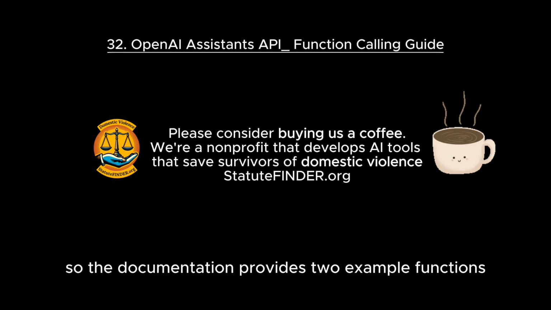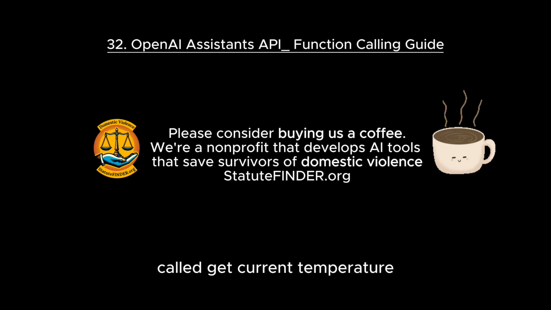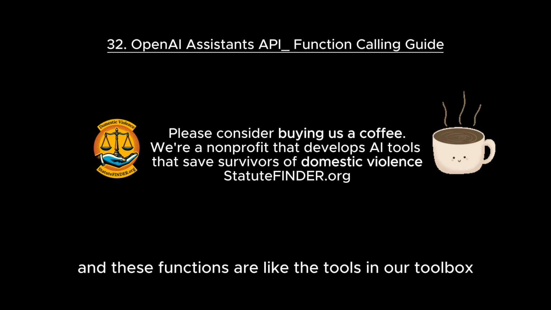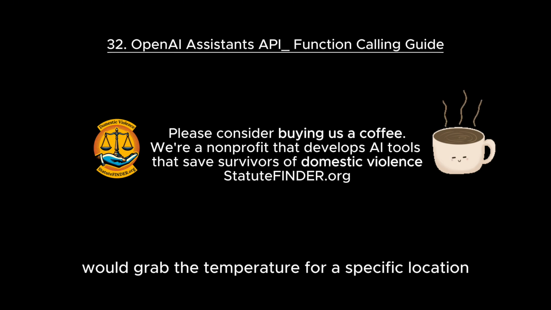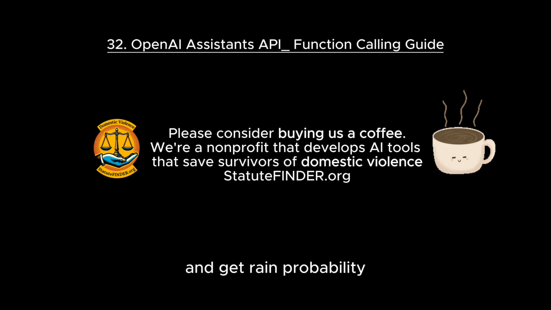Right. So the documentation provides two example functions called getCurrentTemperature and getRainProbability. And these functions are like the tools in our toolbox. Each function is designed to fetch a specific piece of data. Got it. So getCurrentTemperature would grab the temperature for a specific location, and getRainProbability would calculate the chances of rain. Exactly.